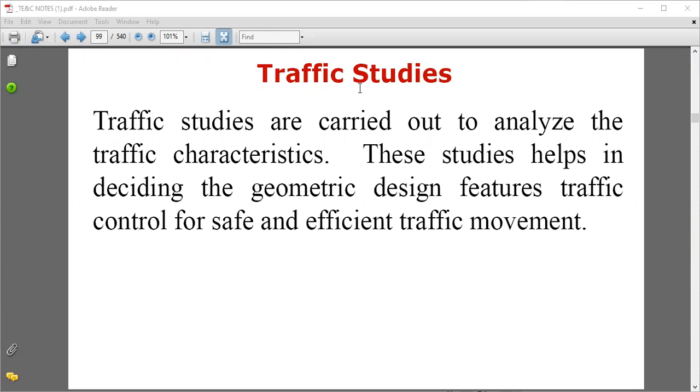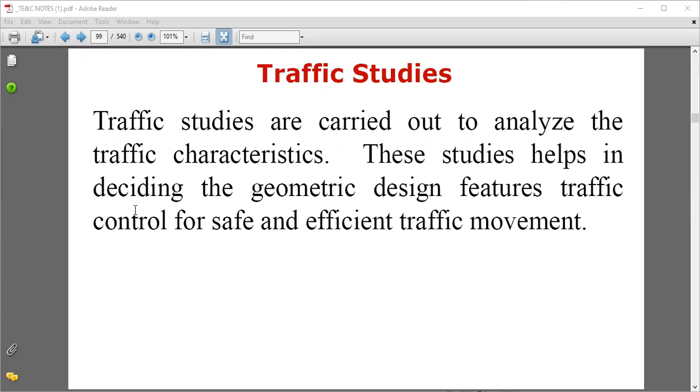Again, the PIEV theory, that is perception, intellection, emotion, and volition. That part we have completed. What is this PIEV theory? P is perception, I is intellection, E is emotion, and V is volition. That PIEV theory in the last lecture we have completed, and some of the part related to road user characteristics and the scope of traffic engineering, we finished in the last lecture.